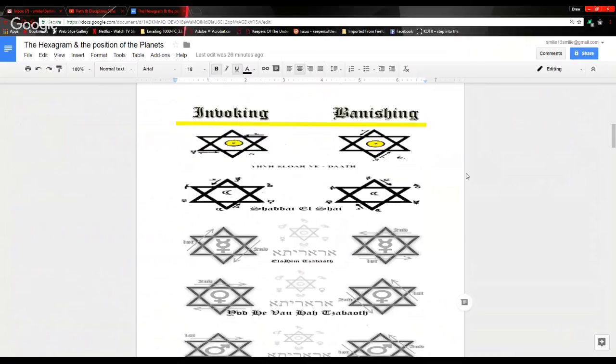The term banishing is a bit confusing in terms of planetary powers or deities, since beginners often understand this to mean scare or drive away. Actually, only demons or elemental powers are truly banished.